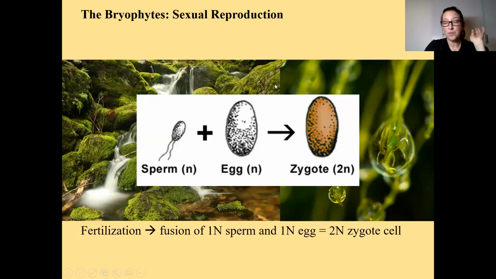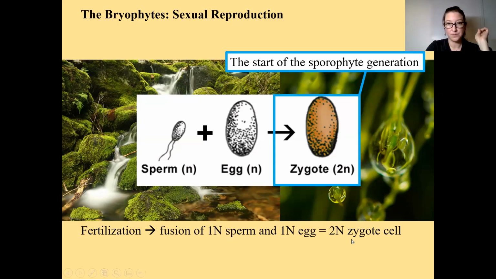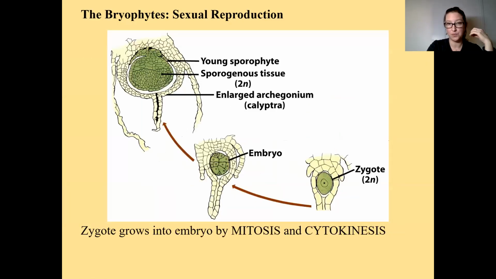Okay, so fertilization is what we're used to, right? Sperm plus egg, boom, zygote. Haploid sperm, haploid egg, diploid zygote. When that fusion of egg and sperm occurs, that's what we call fertilization. Once egg and sperm fuse together, that is the beginning of your new sporophyte generation, or your diploid zygote.